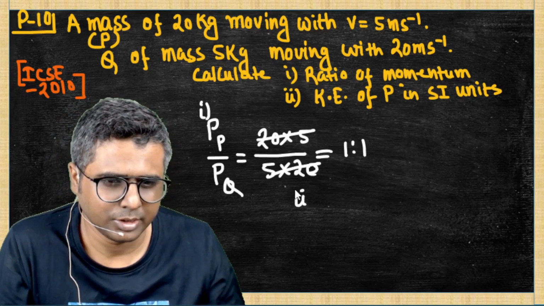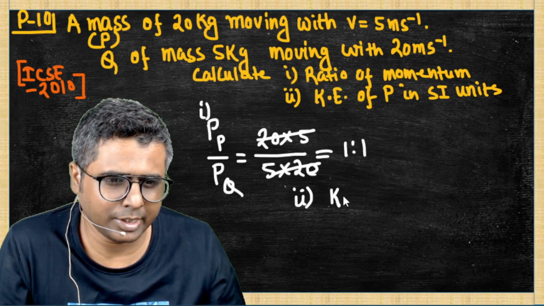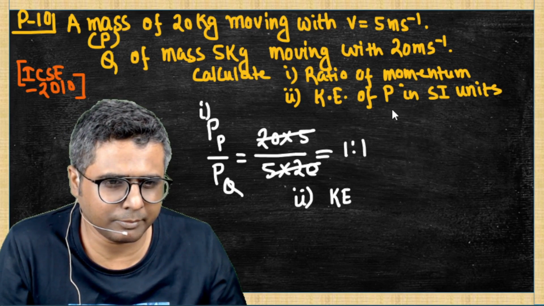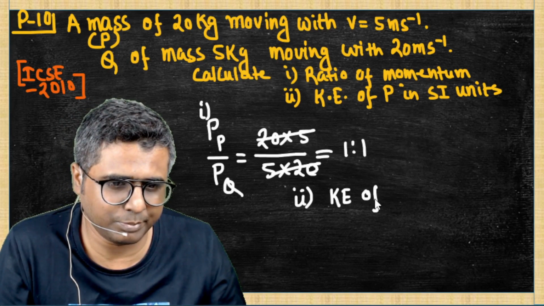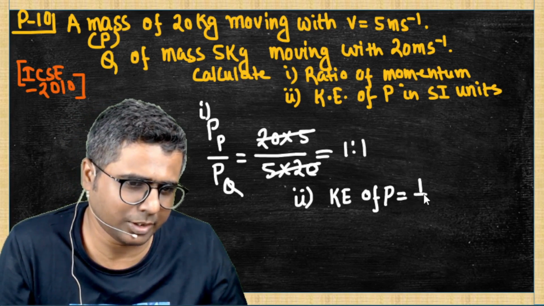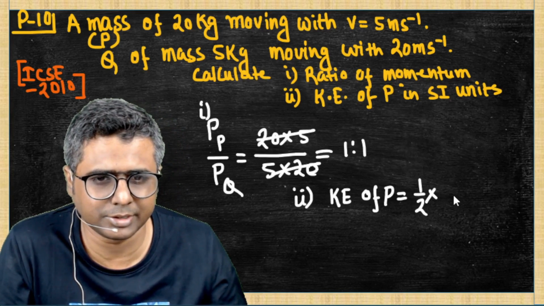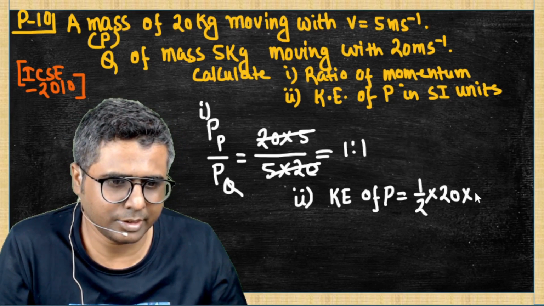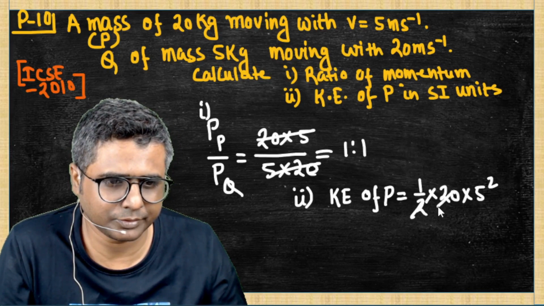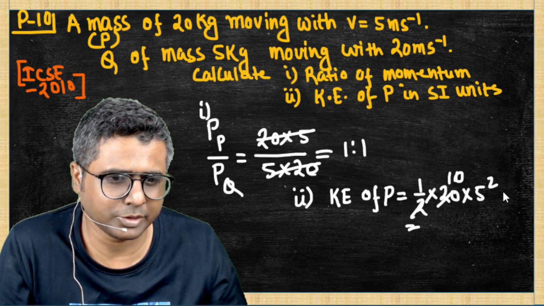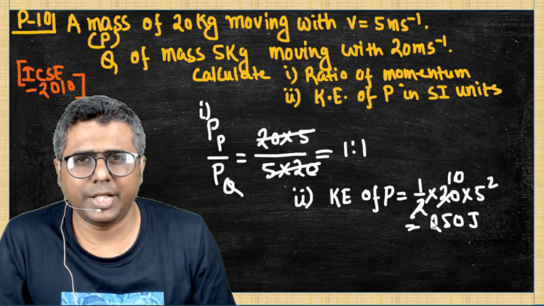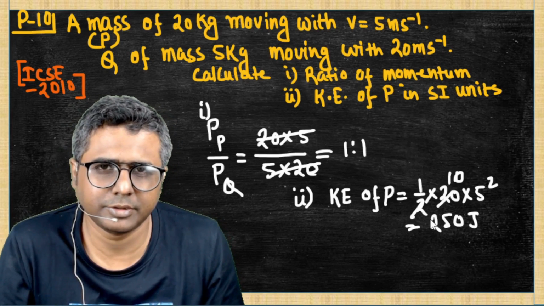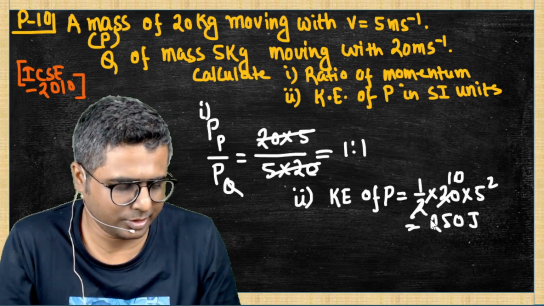Number 2, it is said to calculate the kinetic energy of P in SI units. So kinetic energy of P will be again very easy to calculate. Half into mass, 20 kg, into 5 square. So 10 into 25 is 250. Everything was in SI units, so it will be 250 joule. Plain and simple problem, direct use of formula, right? Nothing more, nothing less.